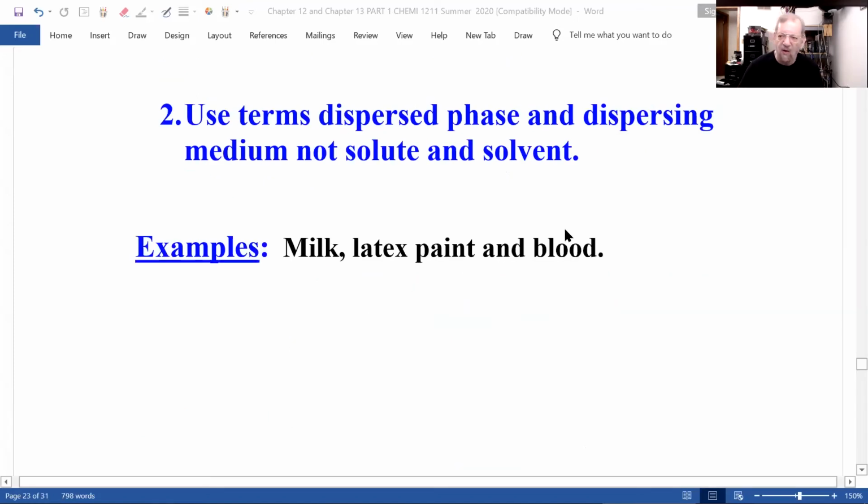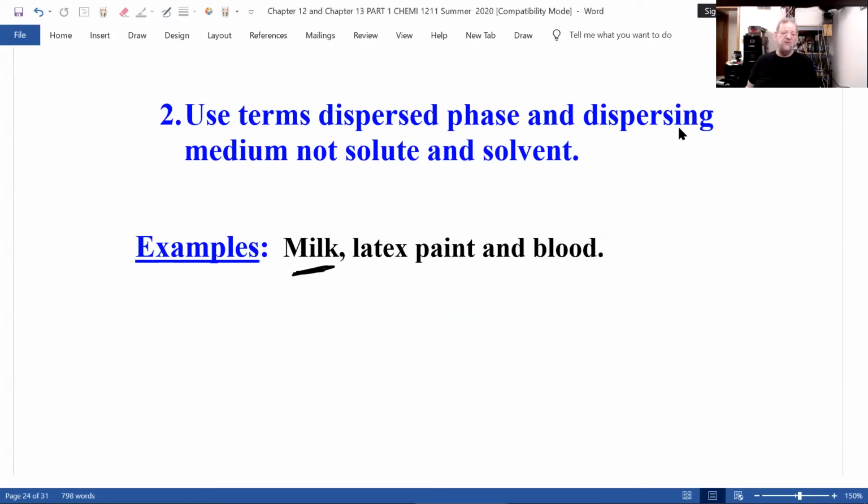But you should know examples of colloidal dispersions. Milk. Milk is actually water with fat and protein in it. Latex paint is latex in water, and your blood is not a solution. It's got different things in water, like proteins and carbohydrates and fats and oils. No, they're not dissolved. They're dispersed.